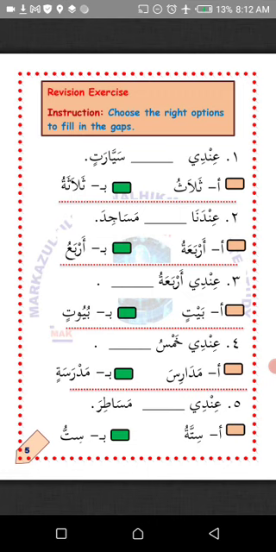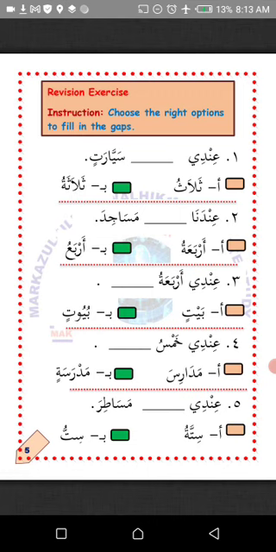Now revision exercise. Choose the right option to fill in the gaps. Number 1: In the dash sayyara, I have dash numbers of cars. Is it thalathu or thalathatu? The question is sayyara. What is the singular form of sayyara? It is sayyaratun. It is mu'annas. In that case, we assign a feminine number. So the right option is thalathu. Thalathu sayyaratin. 3 cars.